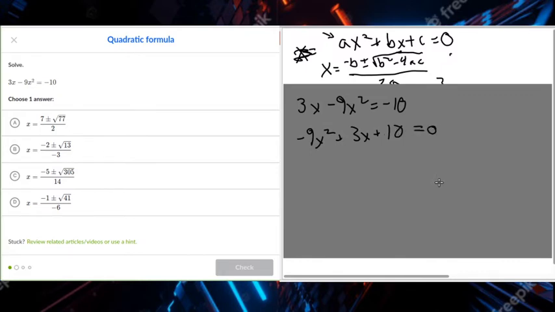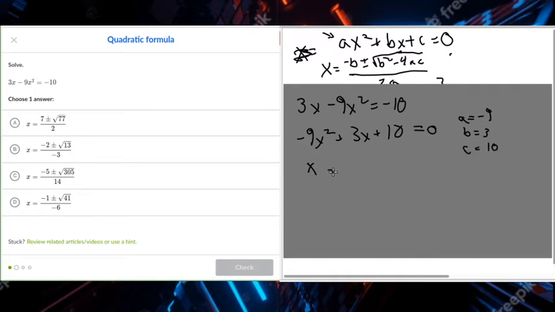And normally I divide both sides by negative 1 and switch this, but it doesn't really matter because we're going to just plug it into this equation here. So let's go ahead and do that. A is equal to negative 9, B is equal to 3, and C is 10.